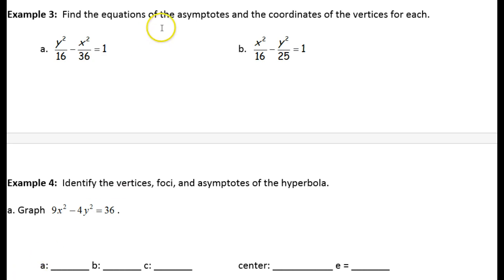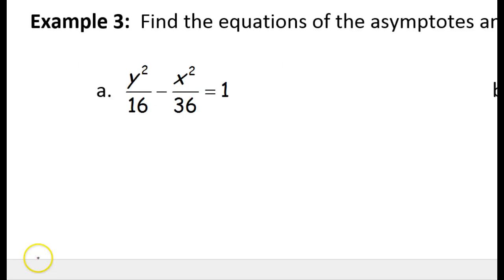Example 3. Find the equations of the asymptotes and the coordinates of the vertices for each one of these. Again, I would recommend drawing a diagram. The first thing we need to do, other than knowing that, of course, the center is going to be (0, 0), which we know because we just have x squared and y squared.